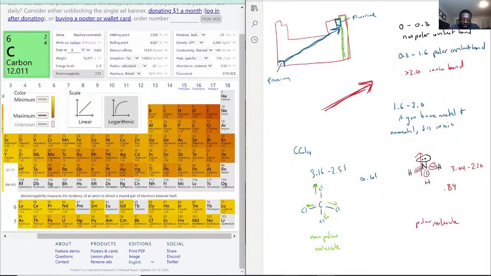Maybe next time I'll come up with an actual example that would count, oh, maybe sulfur. Nope, fluoride is too strong.